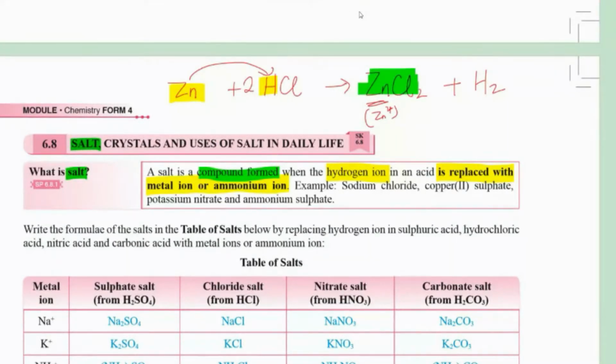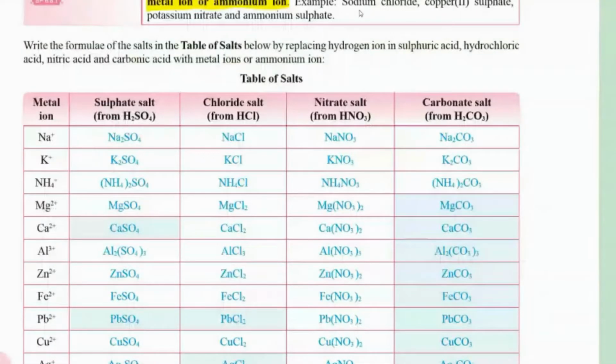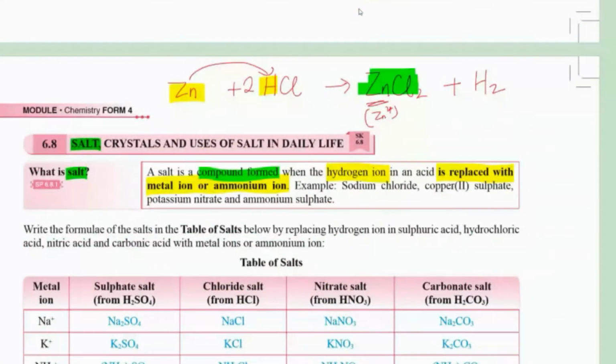Okay. So any salt formed is actually from the acid. The hydrogen ions from the acid are replaced by metal ions or ammonium ions. For example, sodium chloride, copper sulfate, potassium nitrate, ammonium sulfate. All these are salts. Okay. Now, write the formula of these salts in the table of salts below by replacing the hydrogen ions in the sulfuric acid, hydrochloric acid, nitric acid, and carbonic acid with metal ions or ammonium ions. Okay. So here, there are 4 types of common salts we learn at the SPM level.